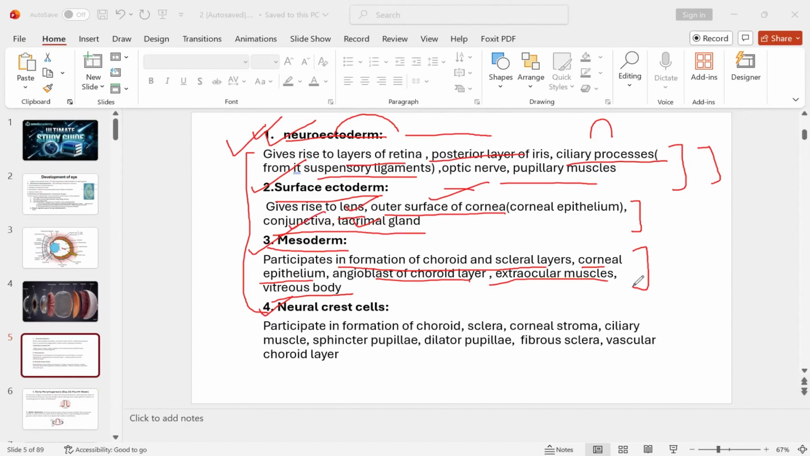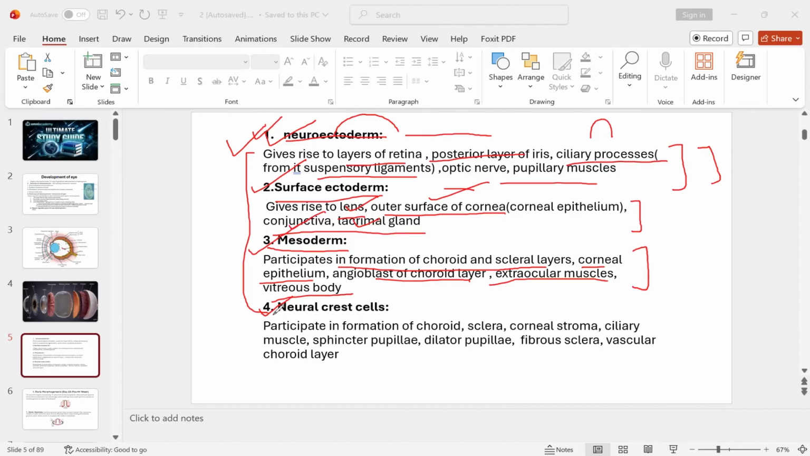What are the derivatives? Number 1, choroid and scleral layers. Number 2, corneal epithelium. Number 3, angioplast of choroid layer. Number 4, extraocular muscles. And number 5, vitreous body. So this is the way in which the mesoderm contributes to eye development.